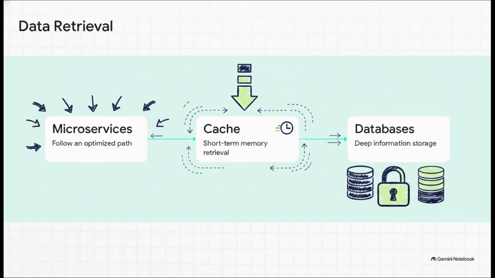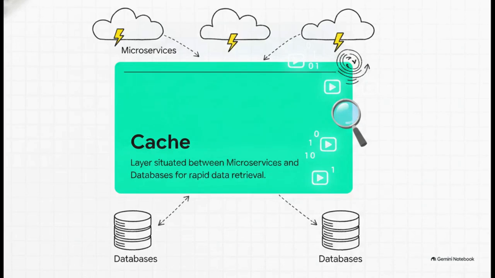So the microservices don't just blindly go digging for information, they follow a highly optimized route. And that cache? It essentially acts as the system's short-term memory. By sandwiching it right between the microservices and the databases, the system can instantly serve up viral, frequently requested data. This saves an immense amount of computing power and drastically reduces those annoying load times.